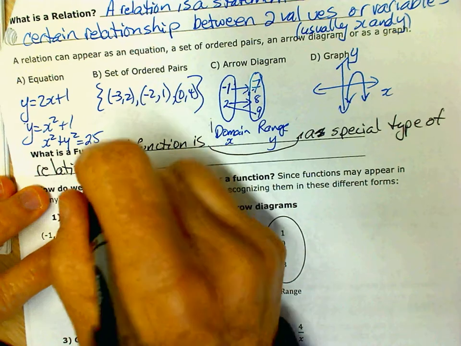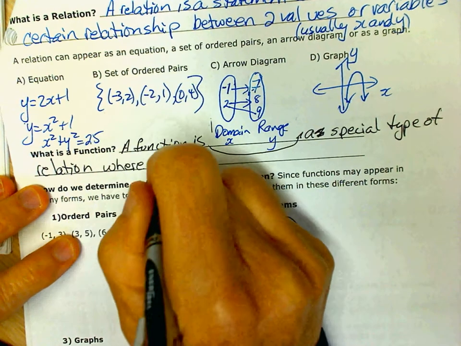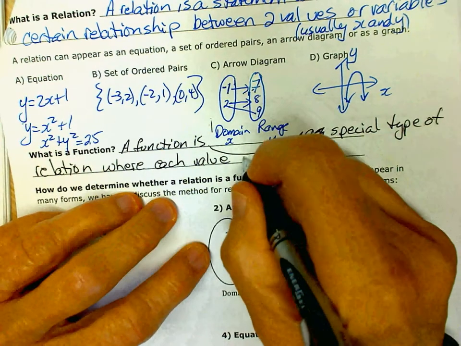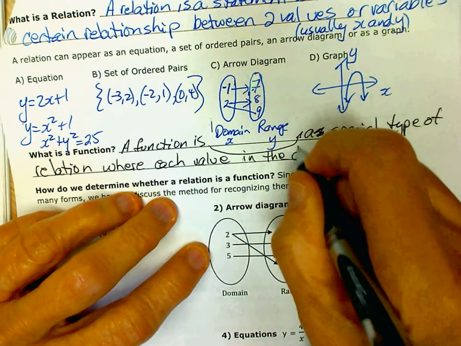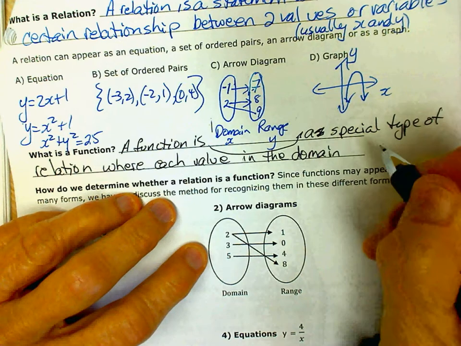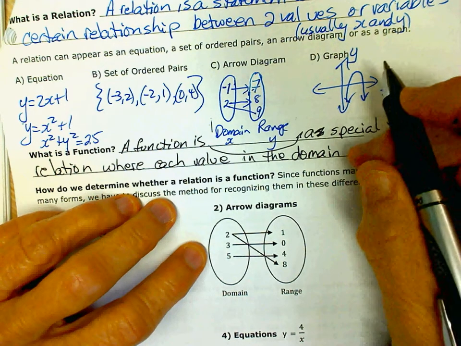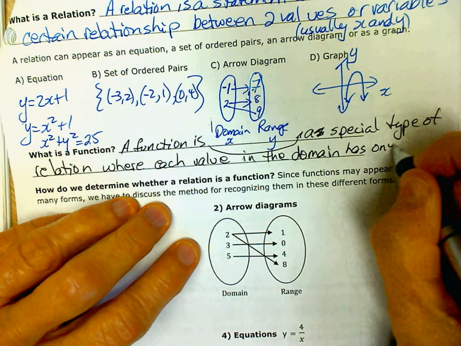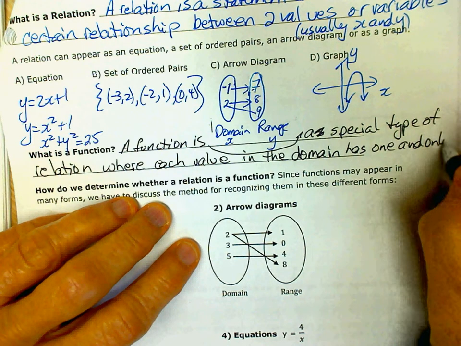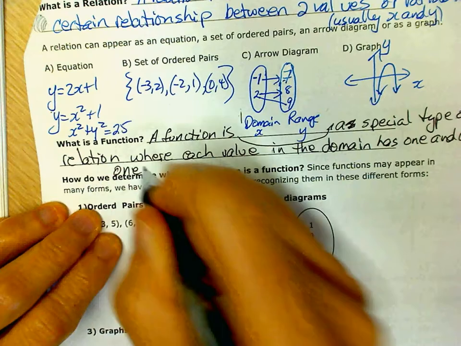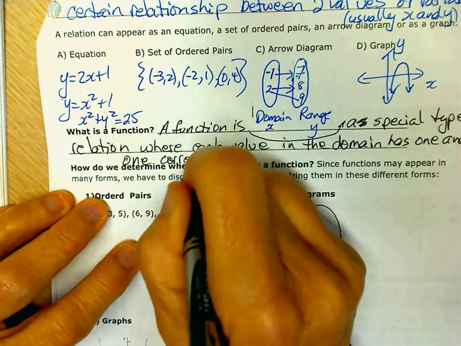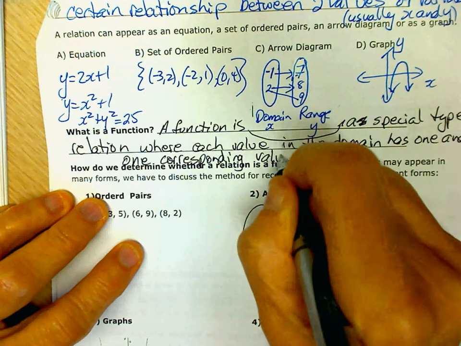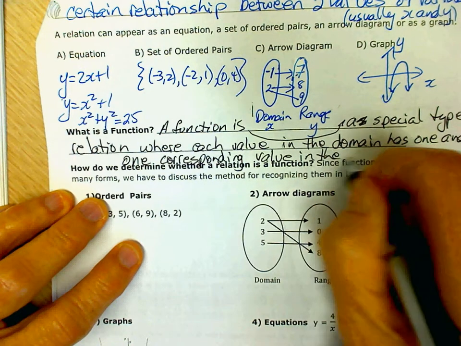where each value in the domain has one and only one corresponding value in the range. Has one and only one, they're emphasizing.